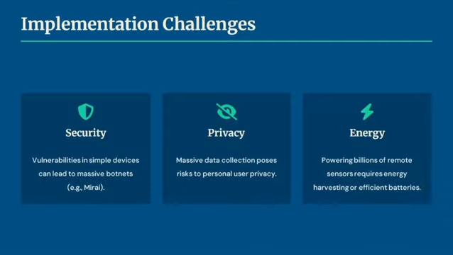Now let's move to the implementation challenges. However, implementing IoT is difficult. Security is a major risk. Simple devices can be hacked to create botnets like malware. Privacy is a concern due to the massive scale of data collection. And energy is a physical limit. Powering billions of sensors requires highly efficient batteries or energy harvesting.